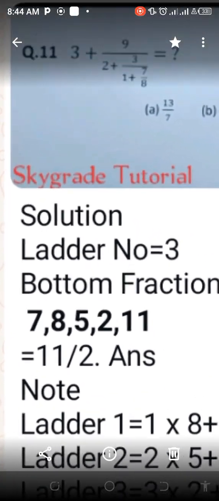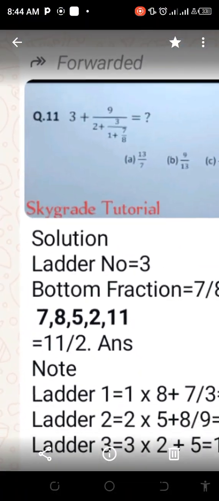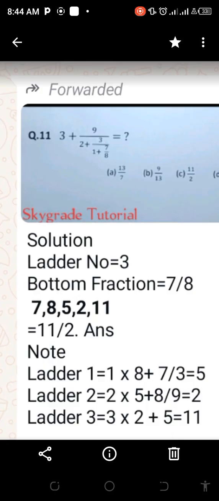11 over 2. Take notes. And this is how we got each ladder. They are explained in the notes. First, ladder 1 is gotten by 1 times 8, which is 8, plus 7, 15. 15 divided by 3 is 5. Ladder 2 is 2 times 5, which is 10, plus 8, which is 18. 18 divided by 9 is 2. Ladder 3 is 3 times 2, which is 6. 6 plus 5 is 11, which is 11.